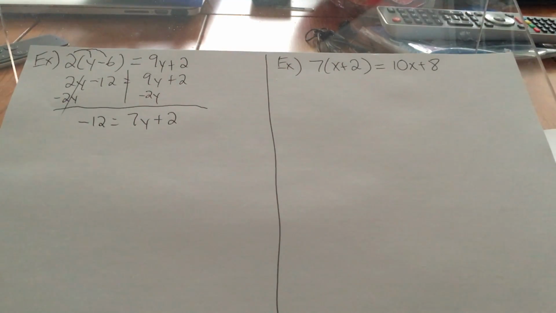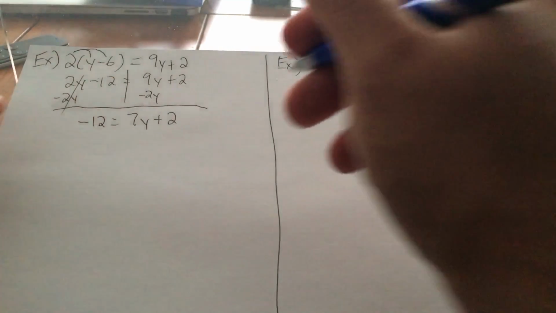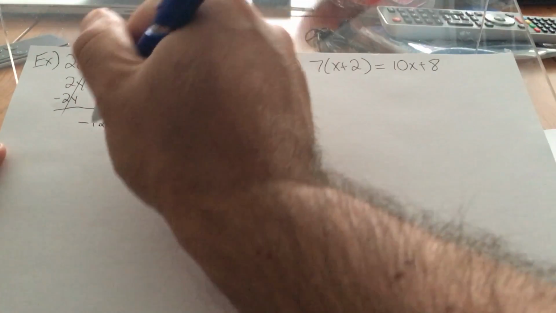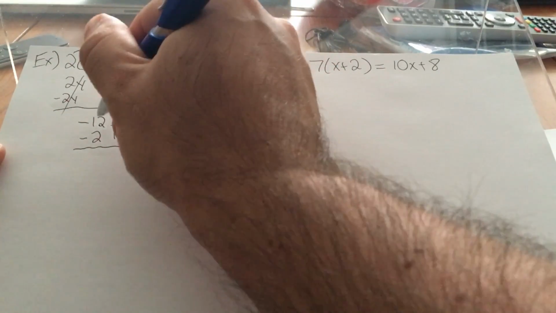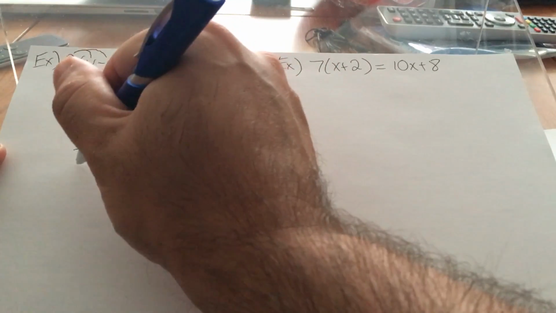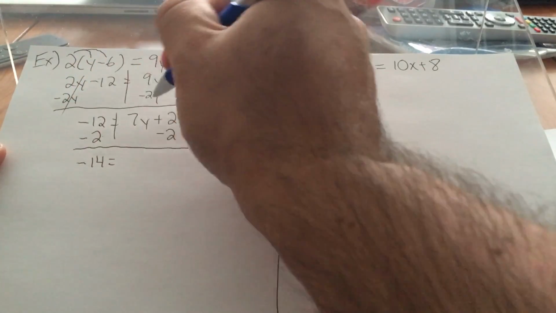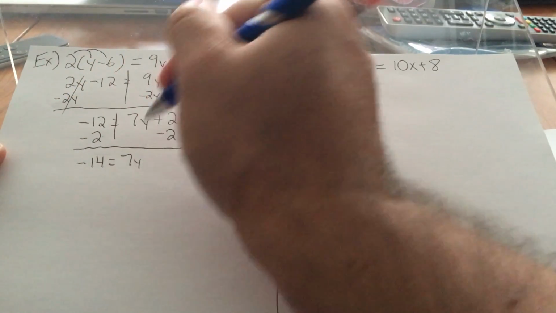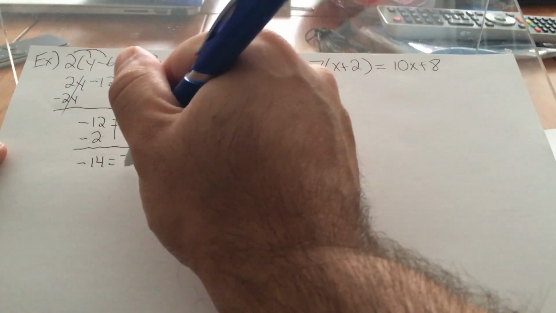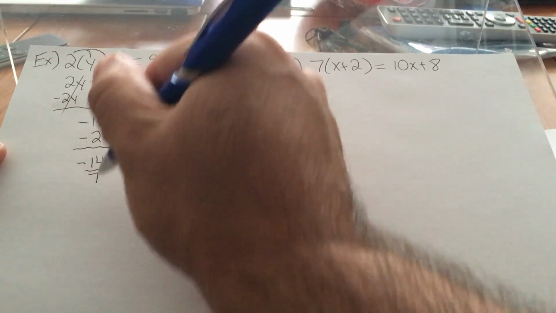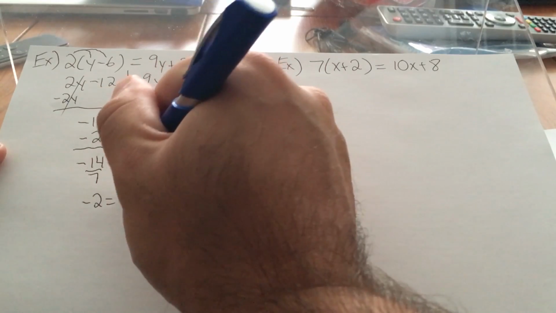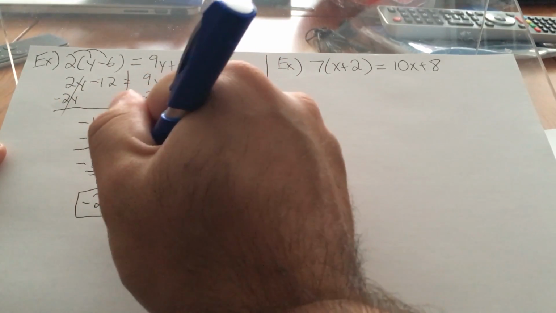And now we're back to a two-step equation. All I have to do is subtract 2, and what I do on one side, I always have to do on the other. So what I'm left with is negative 12 minus 2 is negative 14. And we've got 7y here on the right. And then if I just divide both sides by 7, negative 14 divided by 7, negative 2. So y is negative 2.